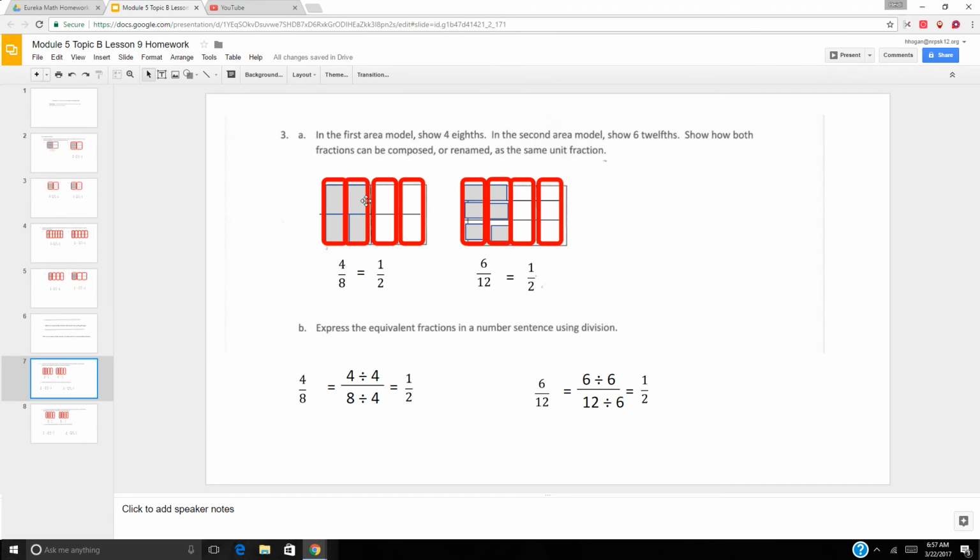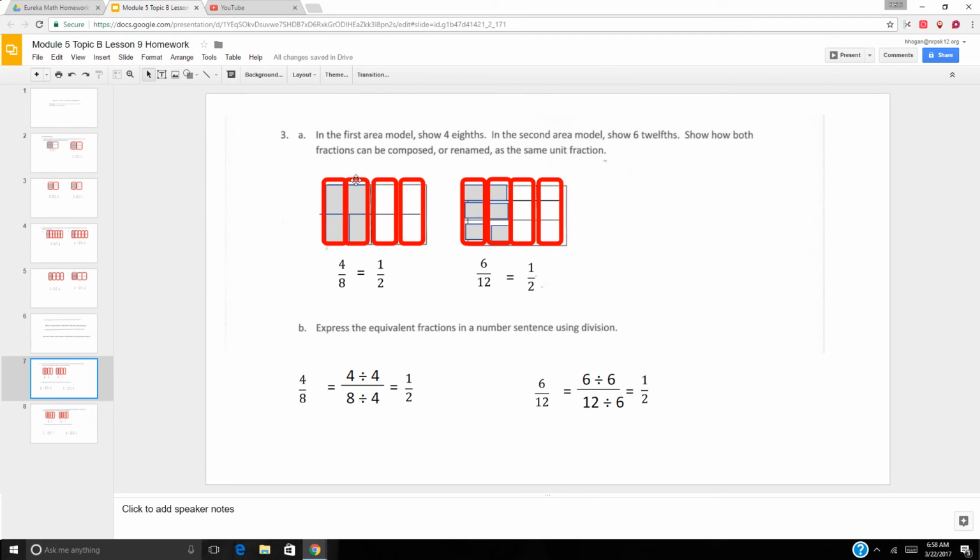So they gave you a rectangle, and you need to turn the first rectangle into 4/8 and the second into 6/12, which I did, and then show how both can be composed or renamed as the same unit fraction. So I composed this into groups of 2. So 4/8 is actually 1/2. And 6/12 is actually 1/2. And we can show it here. 4/8 divided by 4.